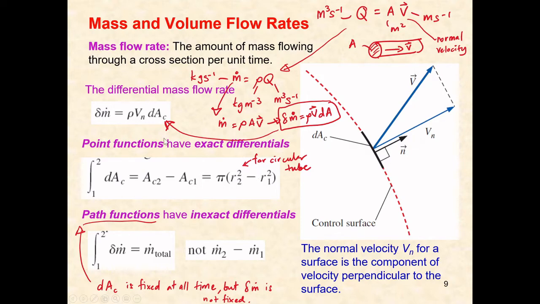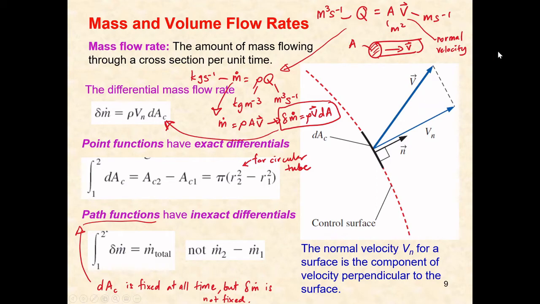The same thing we can do for the differential of the mass, and the path function has an inexact differential. So you do a differential, you get a total mass. It's stated here that m2 does not equal m1. This is another thing that we will not talk about in detail, but what you can expect is that you can get a total mass passing through the area between area 1 and area 2.